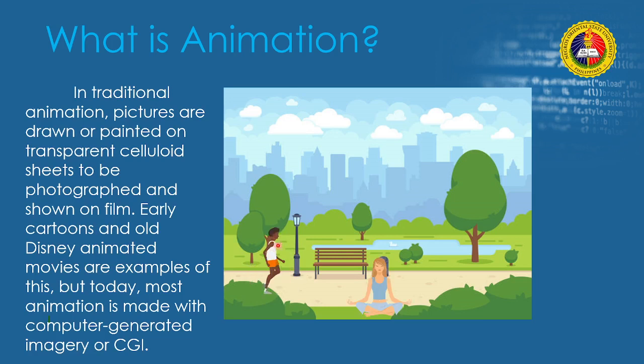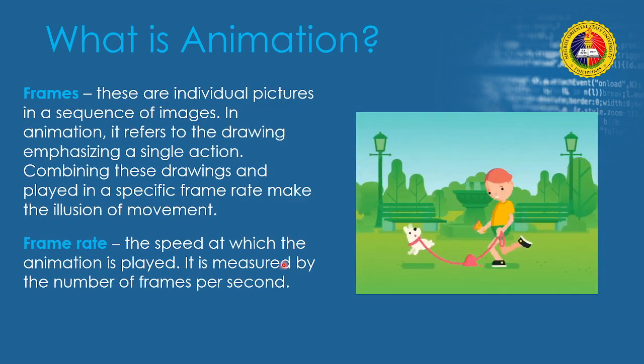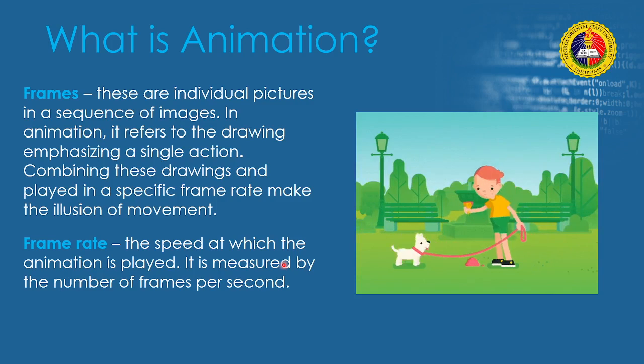And then they do the same with another transparent sheet for a different subject. All right? Since all of these sheets are transparent, you can still see what is behind them. So that is the concept of traditional animation, and each movement will be photographed. For example, for this running figure, each action of the sequence will be photographed and then played successively so that the viewers get an illusion that the picture is moving. All right? If you talk about animation, there are two things that we have to learn. First is frames and frame rate. When we say frames, these are individual pictures in a sequence of images. In animation, it refers to the drawing emphasizing a single action.